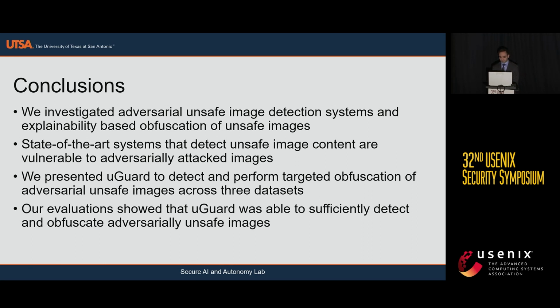In conclusion, our work investigated adversarial unsafe image detection systems and explainability-based obfuscation of unsafe images. In this work, we found that existing methods were not suitable for detection and obfuscation of adversarial unsafe images. We then presented and validated our system, UGuard, to detect and perform targeted obfuscation of adversarial unsafe images across 3 datasets.